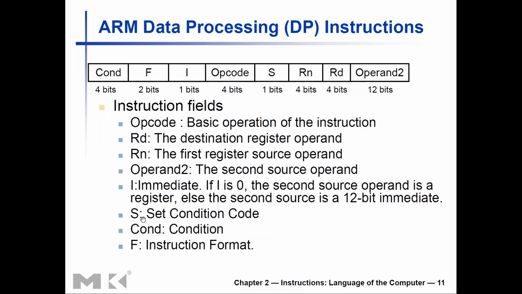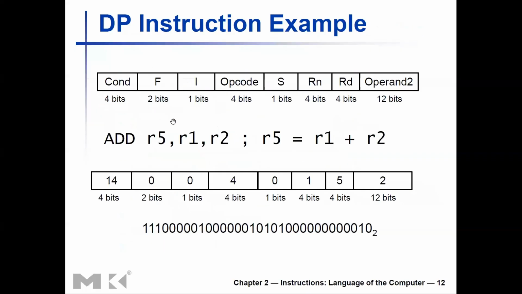And set condition code. So these other fields are there. These things maybe we'll discuss later as well. Condition code also we'll discuss later. And the instruction format, this part we use to differentiate between different formats. Data processing format is one such format. There are other formats as well. As we go on, you will see other formats to access memory and all that. We need different formats, so those are encoded in this F field.